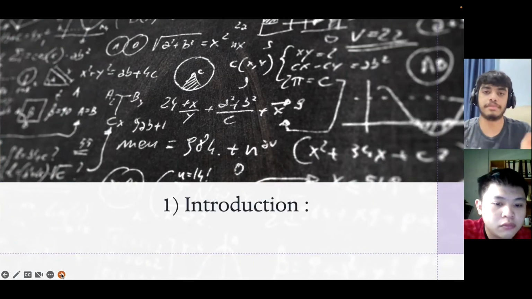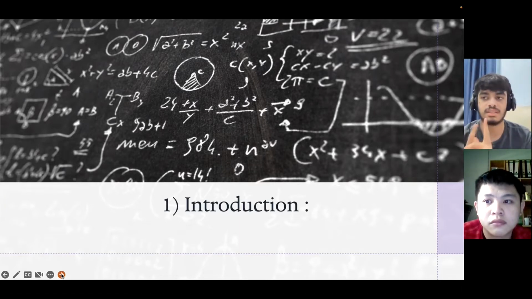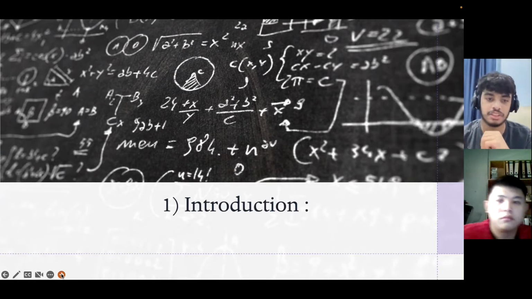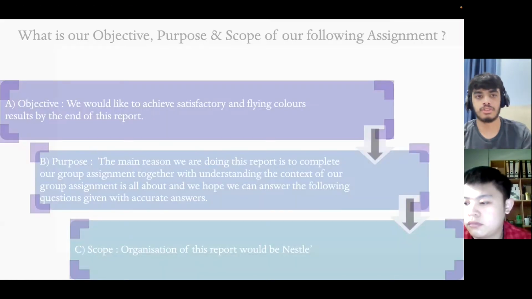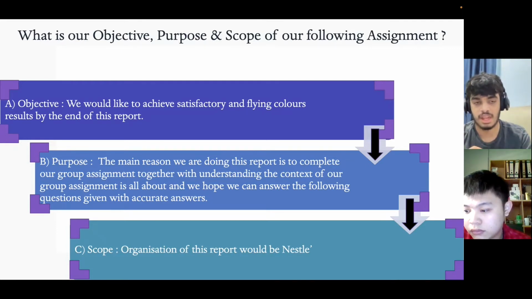Okay. So the first thing we need to talk about in our group assignment presentation is the introduction. Based on our introduction, we need to find out the objective, purpose, and scope of our assignment. Our objective is to achieve satisfactory, flying colors results by the end of this report. Basically, we want to achieve really good results.